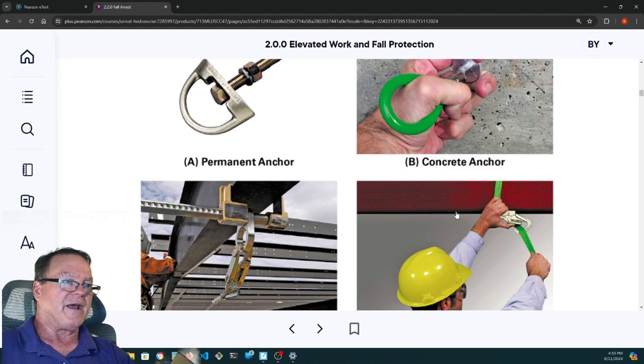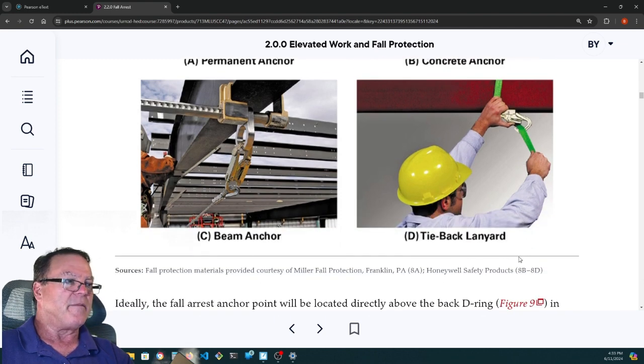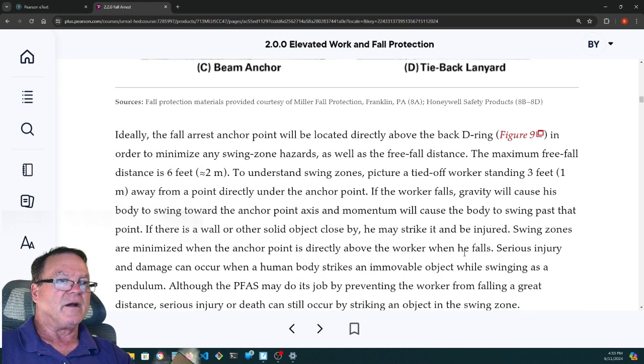This, however, I don't see it being an I-beam. I think it's a square beam. And so this guy's okay to do what he's doing. Okay, tie back lanyard.